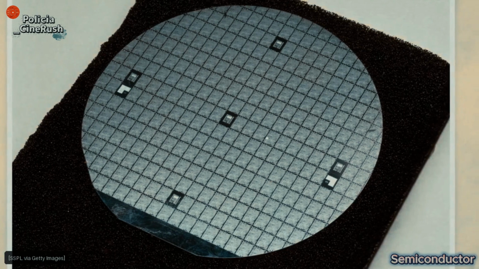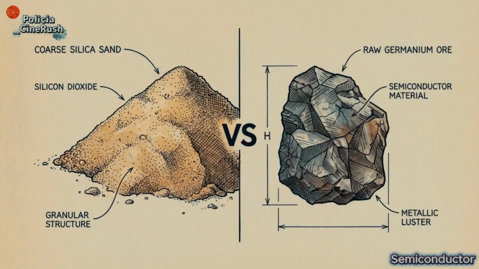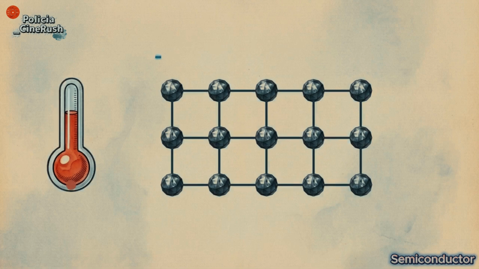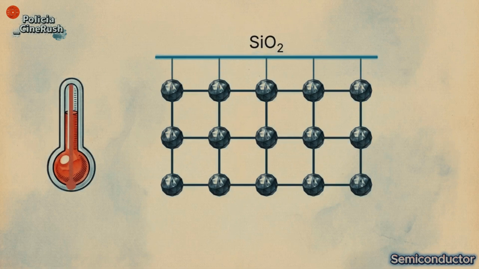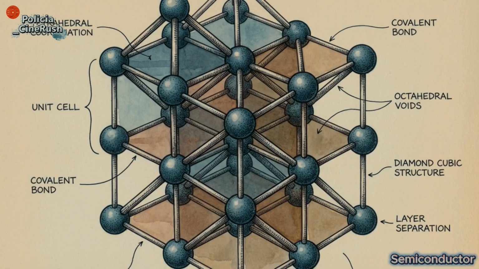Silicon is the primary material used to build these devices. It replaced early germanium components because it is the second most abundant element in the Earth's crust. It operates at higher temperatures without leaking current, and it easily forms a stable insulating oxide layer. Silicon has 4 valence electrons. It shares these with 4 neighboring atoms to create covalent bonds, resulting in a stable, 3-dimensional diamond cubic lattice.